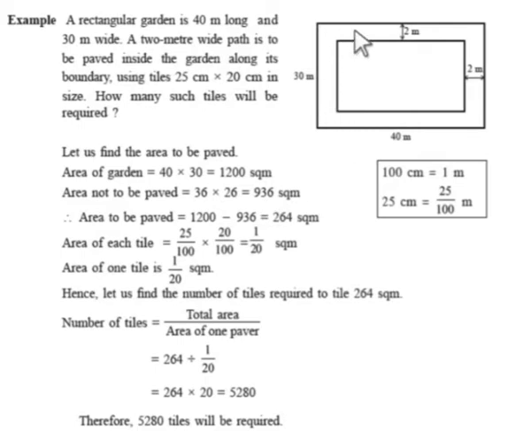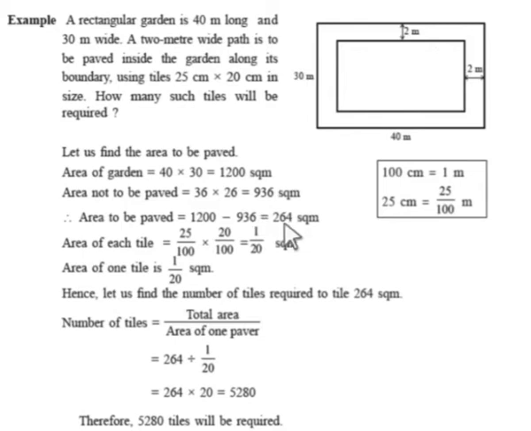Now to find the area of the path or area to be paved will be equal to area of outer rectangle, that is area of garden, minus area of the garden that is not to be paved. It will be 1200 minus 936.